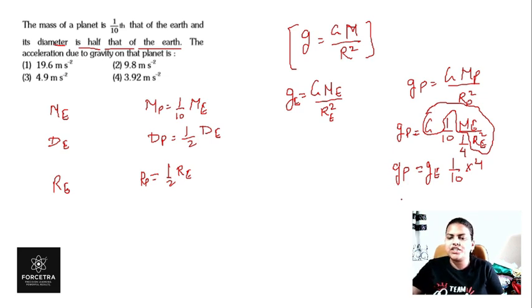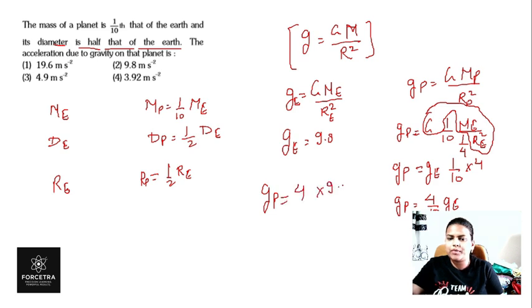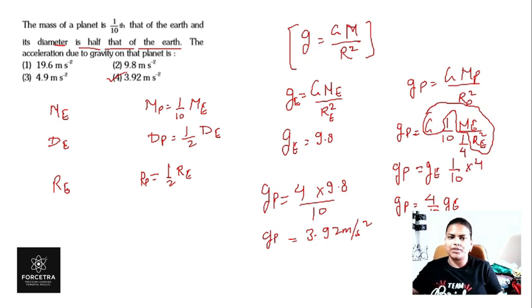So the gravitational acceleration of the planet is equal to 4 upon 10 into gE. We know that the acceleration due to gravity of Earth is equal to 9.8. Just substitute this value. So we get gP as 4 into 9.8 divided by 10. Solving it, we get 3.92 meters per second squared. Fourth is the correct option.